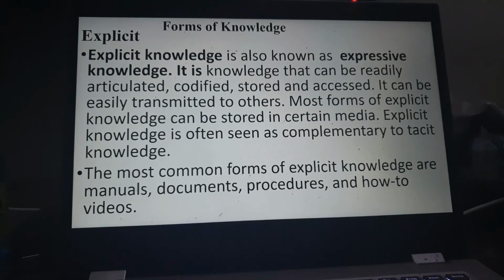Most forms of explicit knowledge can be stored in certain media. Explicit knowledge is often seen as complementary to tacit knowledge. The most common forms of explicit knowledge are the manuals, the documents, the procedures, the books, the how-to videos, and all this. It is very easy to transfer this, because you just send a book, send a manual, and that's it. That is explicit knowledge, knowledge that has been documented, written in books, in manuals, and all that.